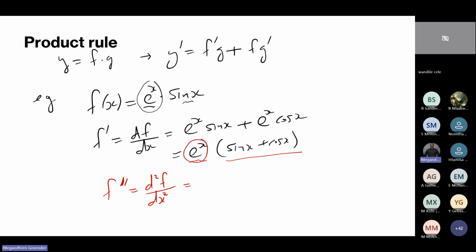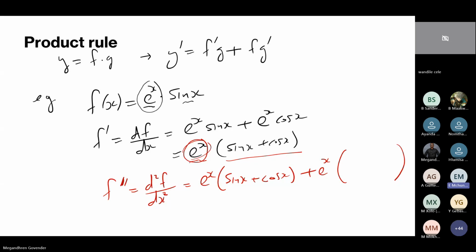So differentiate the first one, keep the one in brackets constant, plus keep the first one constant, and then differentiate what's in the brackets. Can anyone tell me what I write in brackets? What would I write in the brackets? Cos minus sin x. Right.